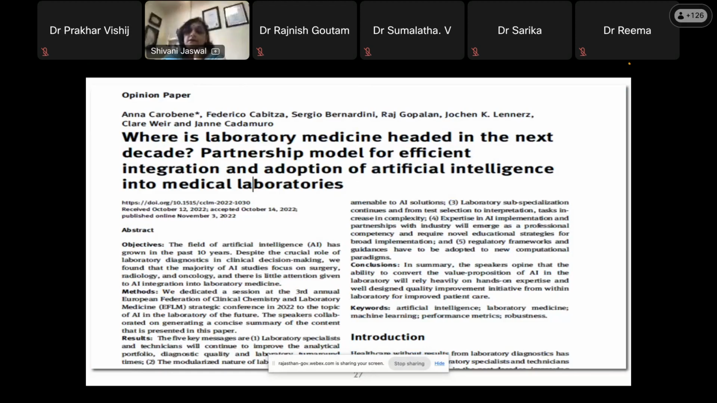And the conclusion, I'm interested to tell you about the conclusion. So the conclusion of this deliberation was that the ability to convert the value proposition of AI in the laboratory will rely heavily on the expertise and initiative from within the laboratory personnel. So the importance was given to the training and education of all laboratory personnel in the AI tools. If we want this to actually benefit the laboratories, we all need to get trained, or get the basic information, basic learning about these various tools.